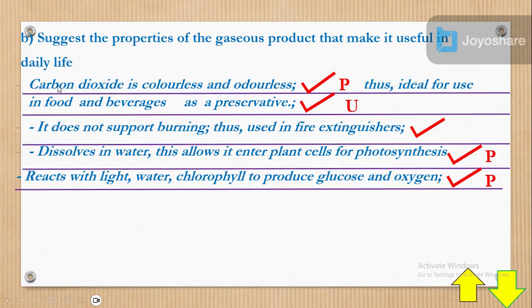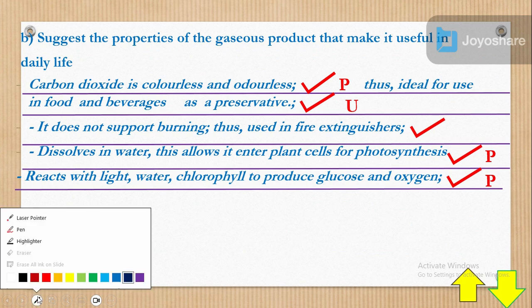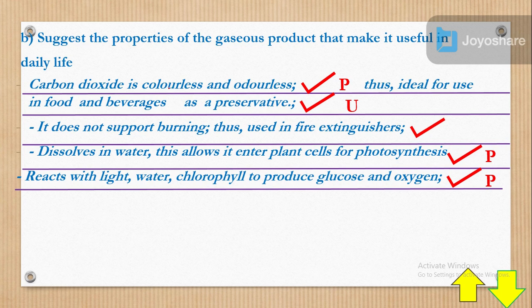Okay, so carbon dioxide, let me get a laser pen here. Carbon dioxide is colorless and odorless. That's a very good property, thus ideal for use in food and beverages as a preservative. Now this one here is U. Put a tick and U, that is a use. This one is a property. So 1 use, you may not give any other use. The rest can be properties such that you get the 5 marks altogether.